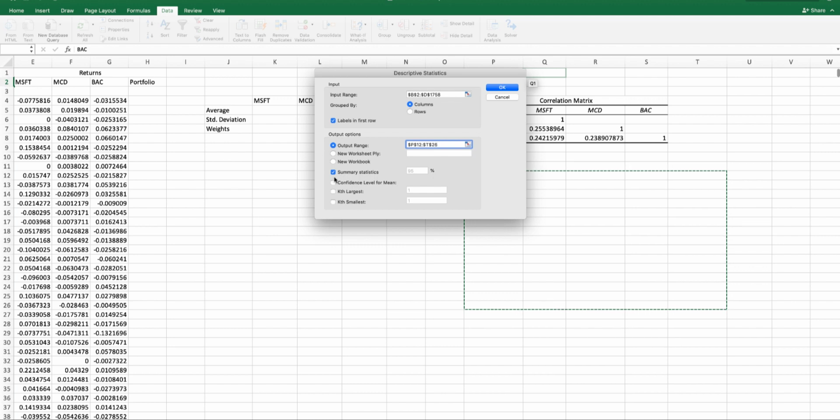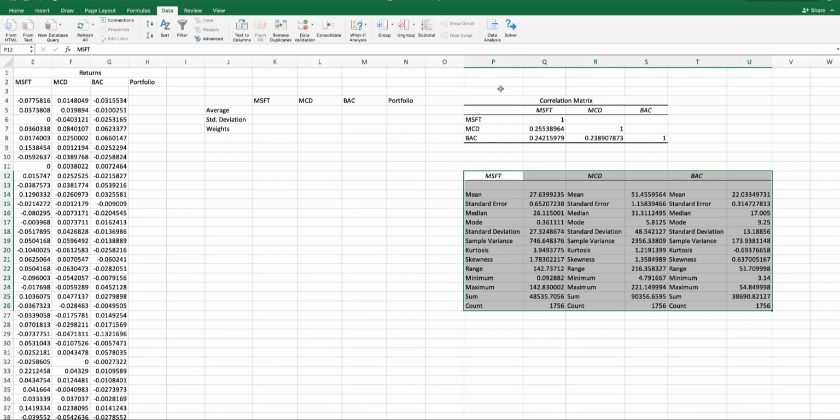There are other things that you can do. You can find the confidence level of the mean, so if you choose 95%, you get 5% above and 5% below what the mean should be. You can work out the percentiles. We'll just leave it simple for this. Okay. So there you go. You have it for Microsoft, McDonald's, and Bank of America.